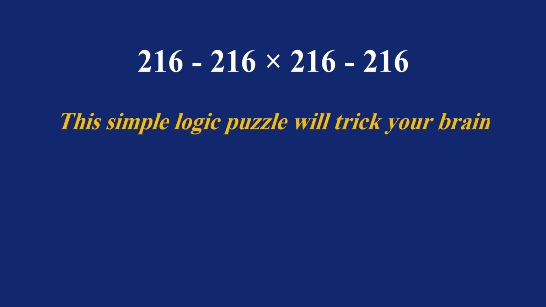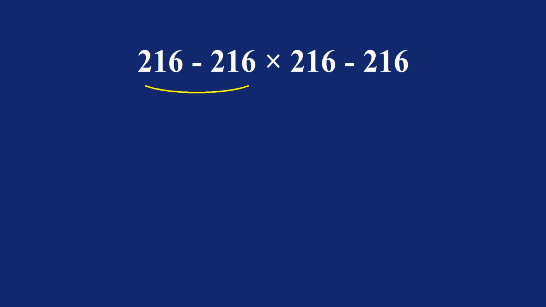In this hands-on video, 216 minus 216, which equals 0, times 216 minus 216 equals 0. Now we have this problem, 0 times 0, which equals 0.